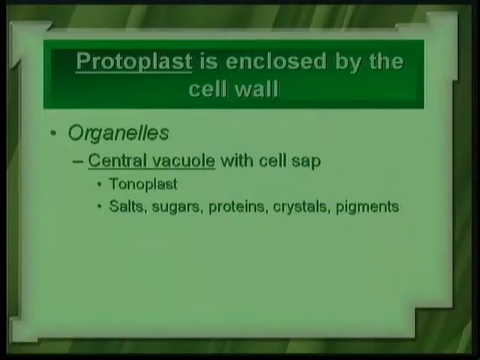So we have the tonoplast, and then within the vacuole you'll have different kinds of substances such as salts, sugars, all in solution in that cell sap, and proteins in there. You'll also have crystals, as well as pigments. One of the plants that we talked about a little bit before, a very important plant, is called kalo, also known as taro.